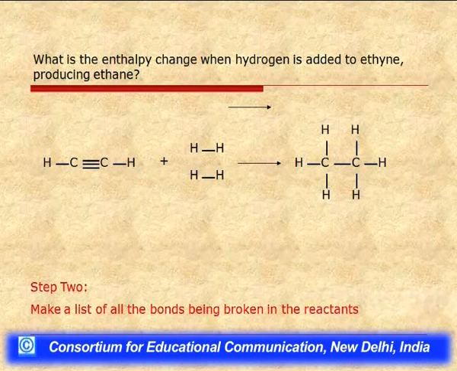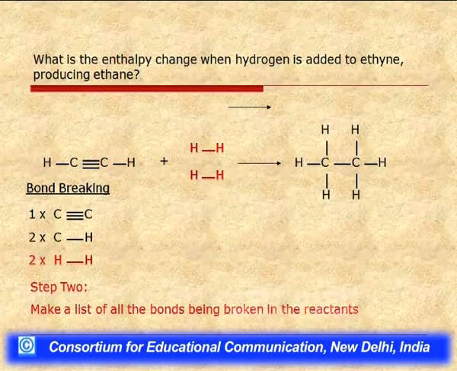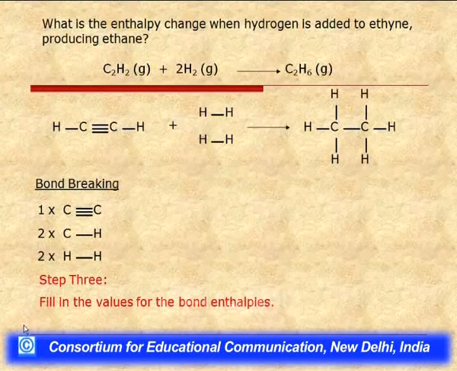After this, we need to make a list of all the bonds being broken. As I have told you, there is just one carbon-carbon triple bond that needs to be broken, and two carbon-hydrogen single bonds and two hydrogen-hydrogen single bonds need to be broken. So, these are the bonds which we need to break: one carbon-carbon triple bond, two carbon-hydrogen single bonds and two hydrogen-hydrogen single bonds.